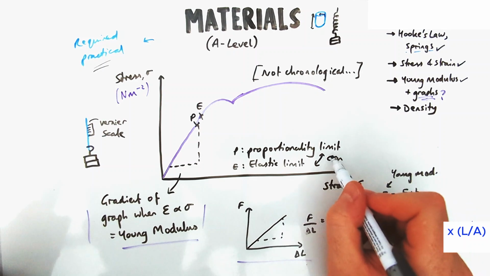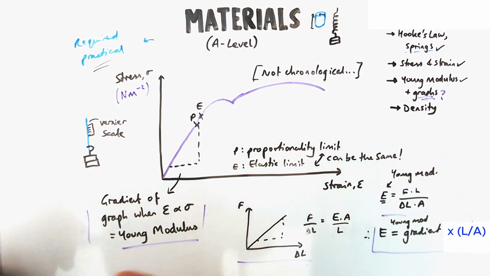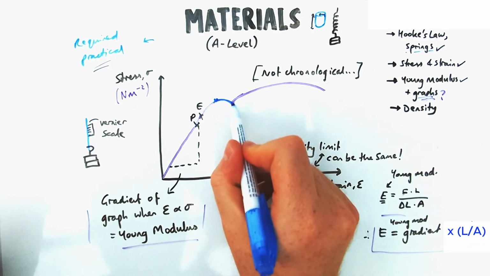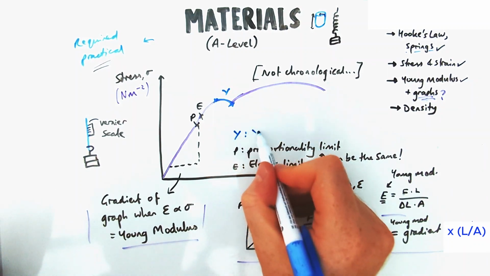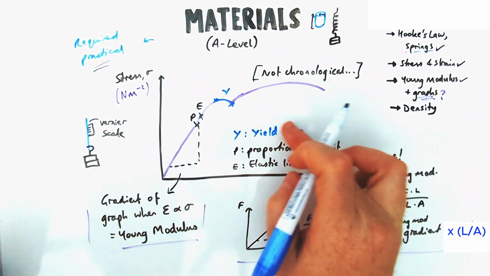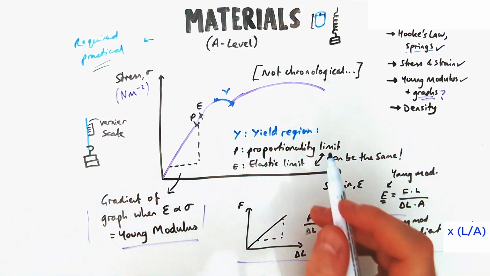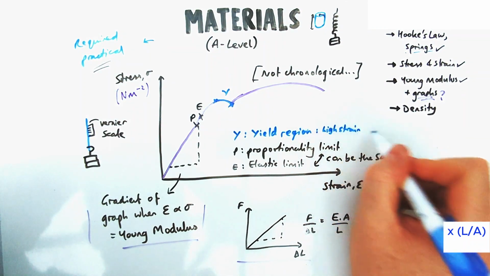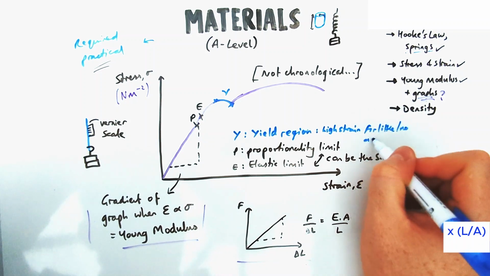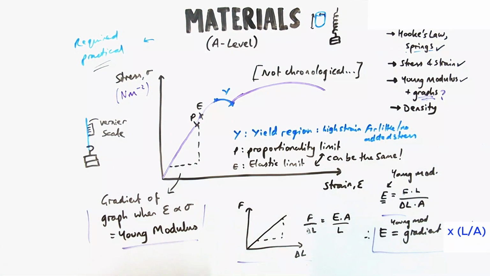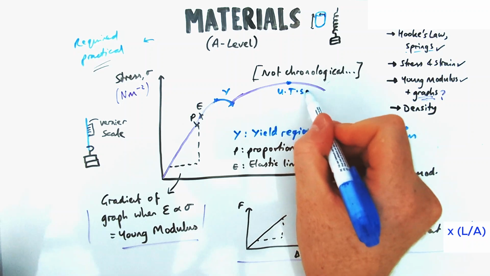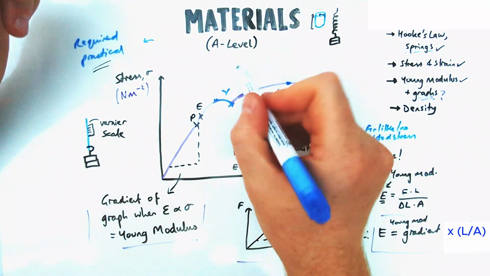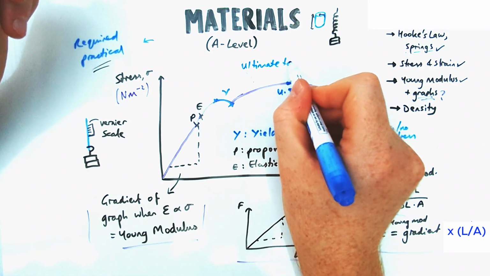Now these 2 points can be the same. You'll find them different on most graphs, just to distinguish between them. After that point, we have what's called the yield region, or sometimes called the yield points. At that point, it's defined by, even if I'm decreasing the stress, the strain is increasing. So I have a high amount of strain for very little or no stress added. Now the top of the graph, the maximum stress reached, is called the ultimate tensile stress, or UTS, and as the name suggests, that is the highest possible stress a material can withstand.